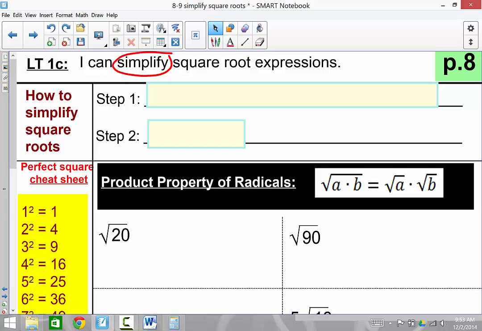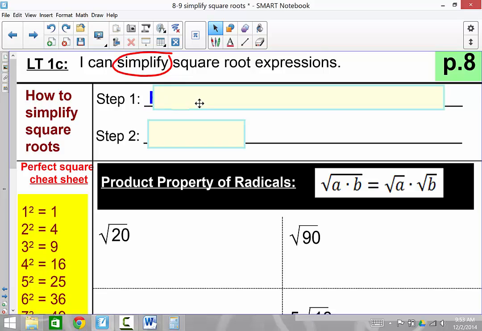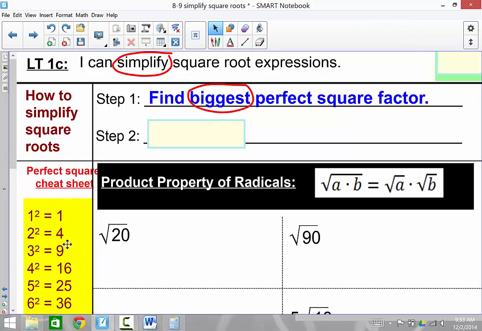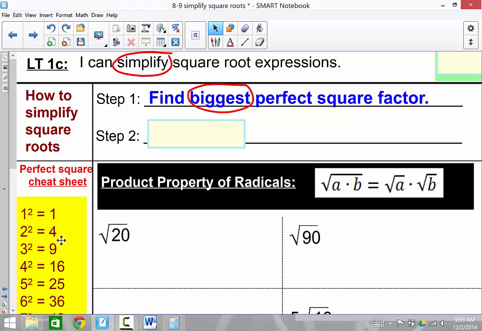Okay, 2 steps for you. How do you simplify square roots? First step, you need to find the biggest perfect square factor. Key word here is biggest perfect square. I made a nice cheat sheet for you over here so you don't have to memorize any of these. So you'll be using this cheat sheet here to find your perfect squares. Second step, then you're just going to simplify. Okay, you're going to take it down as far as you can, as simple as you can, most simplest form.